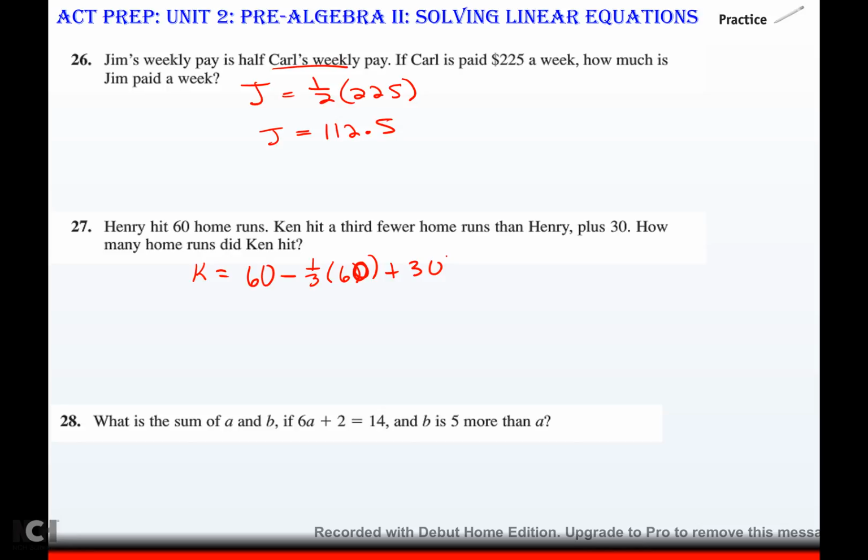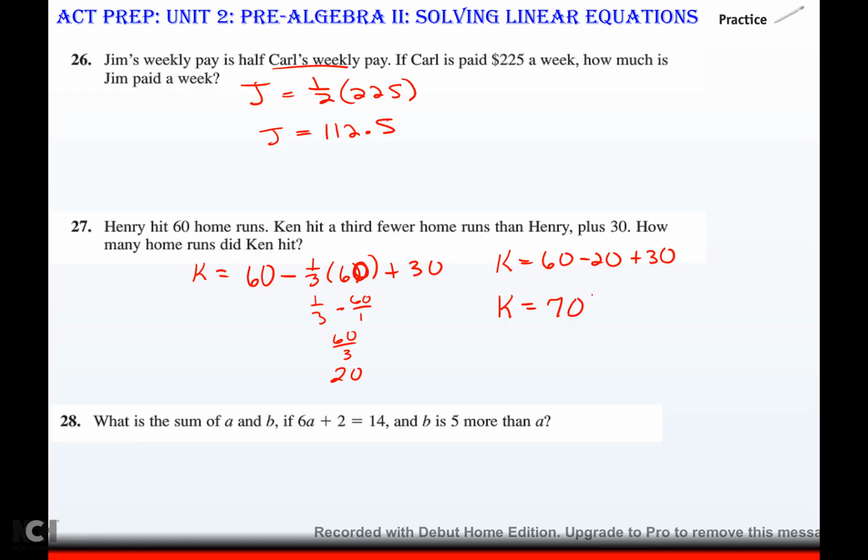Alright? So if I do this multiplying, 60 times 1/3, or basically 1/3 times 60 over 1, which is 60 over 3, which is 20. So I can rewrite this as 60 minus 20 plus 30, and that's going to give me 60 minus 20 is 40, plus 30 is 70.